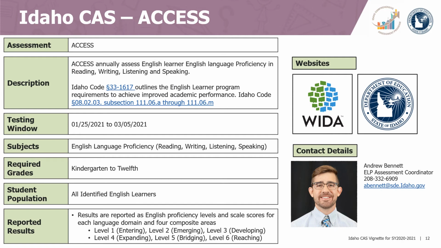First up is the Access Test. It is administered to our English learners in kindergarten to grade 12. Testing window is scheduled to open on January 25th, 2021 and will close on March 5th. Contact Andrew Bennett with any questions or comments you might have on the Access Assessment.